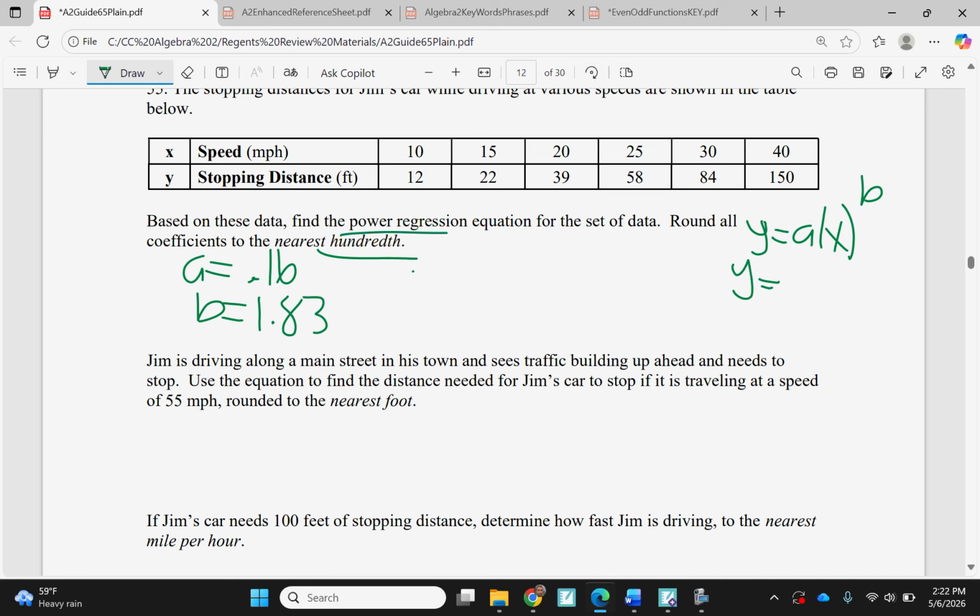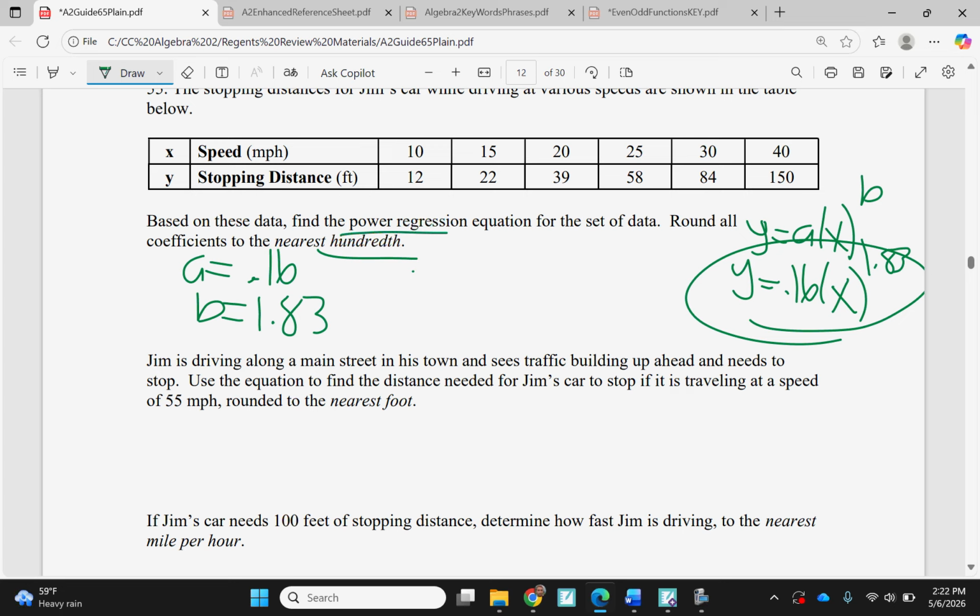Y equals 0.16 x to the power of 1.83. That's my answer. I'm not going to do the follow-up questions right now.